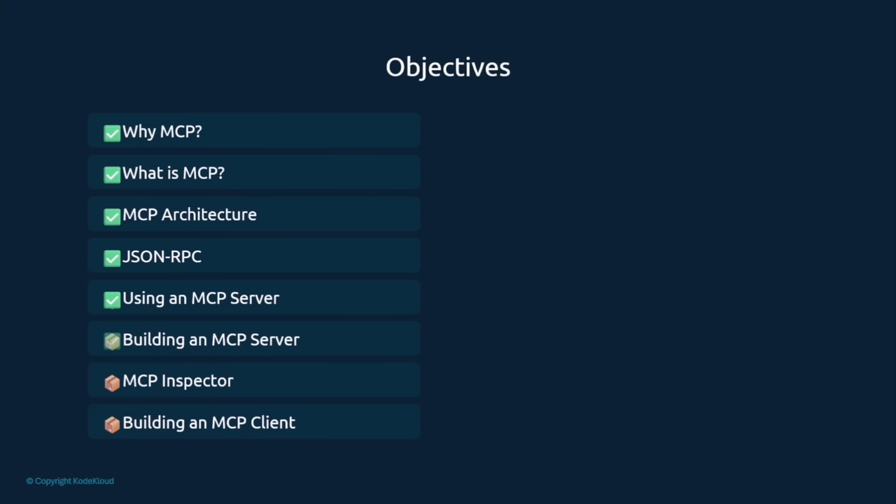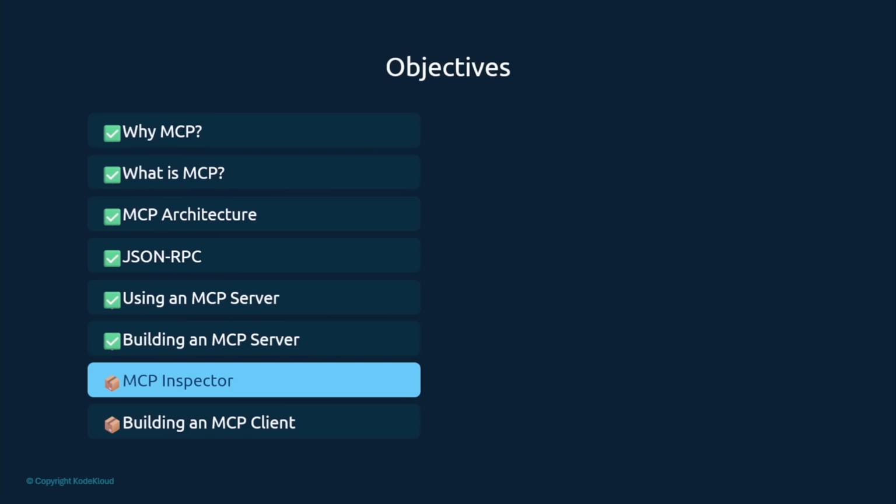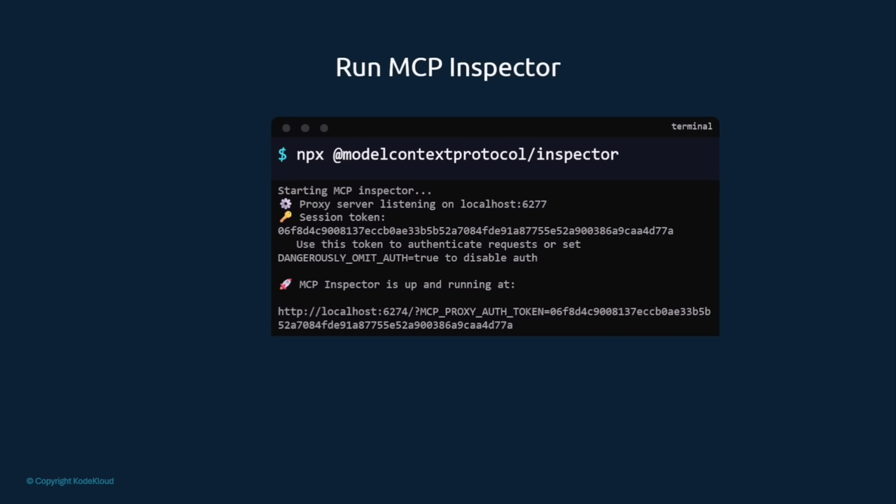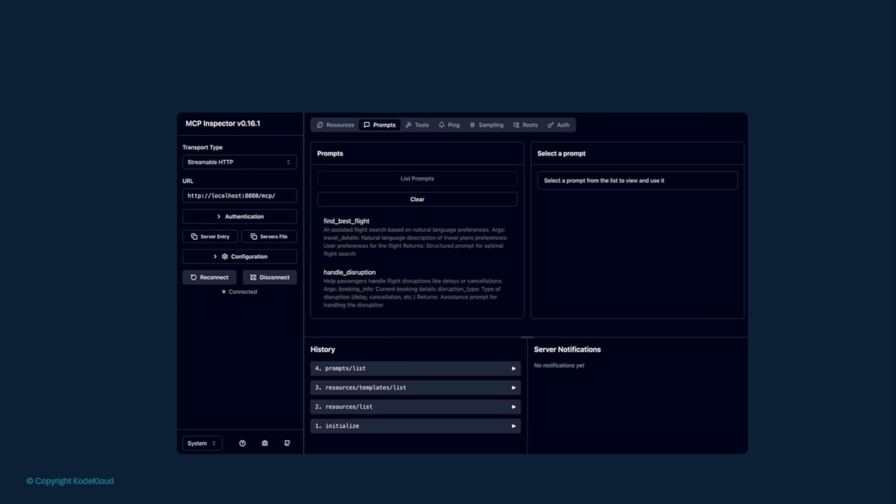Next, we'll see how to use the MCP Inspector. So before building a client to then test with the server, we could simply use the MCP Inspector to test the server that we have built. To start an MCP Inspector, run the npx command with the Model Context Protocol /inspector language. This starts a web server. Then go to the URL that's given in the output of the command.